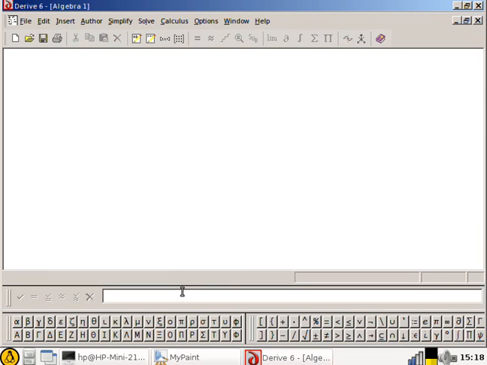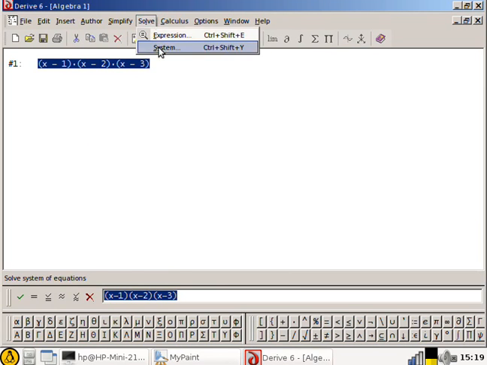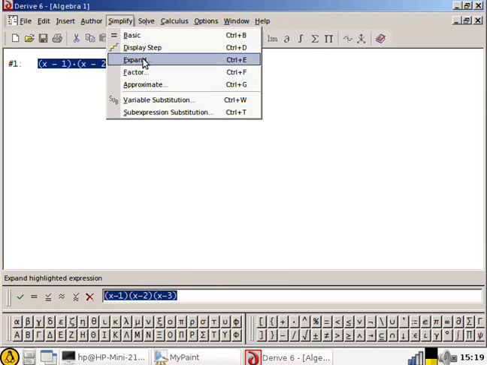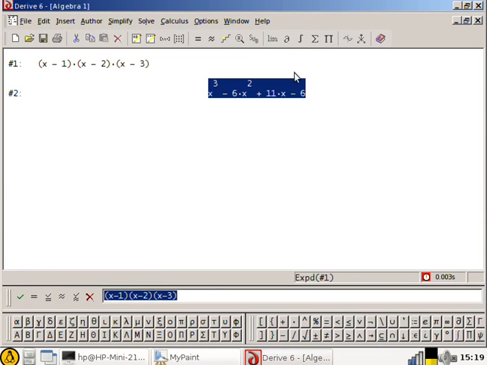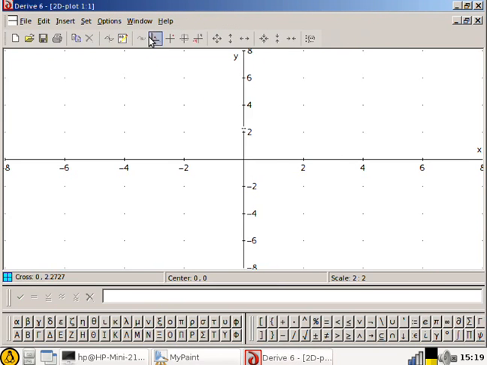So we'll take a cubic. Let's say this cubic here that has the roots at 1, 2, and 3. Expand. So there's my cubic, and let's graph that one. Okay, good. That's better. Okay, so let's have a look at the derivative.